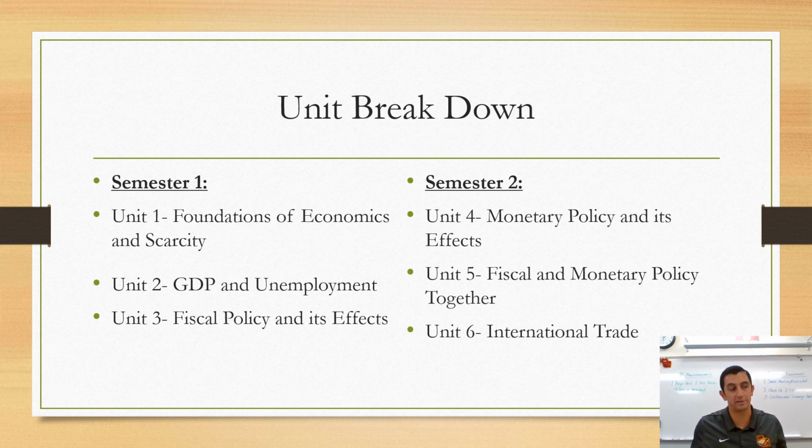Second semester, grades refresh. Everything is a fresh start in the spring. Unit 4, we come back with monetary policy. Unit 5 is on fiscal and monetary policy together, so it's kind of a combination of Unit 3 from the fall and Unit 4 from the spring. And then Unit 6 is our final unit on international trade. Then we usually have about a month to do review work for the entire year before going into the AP exam.